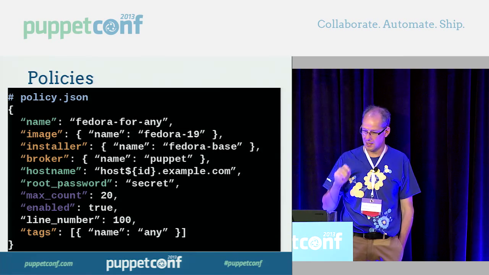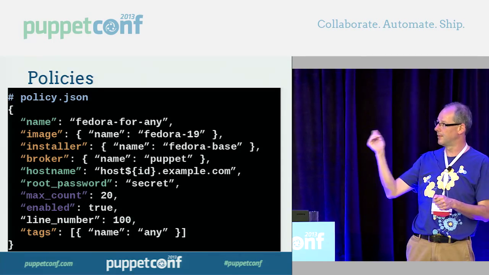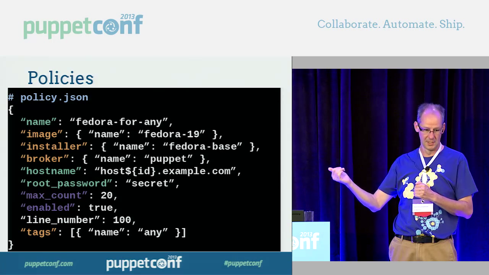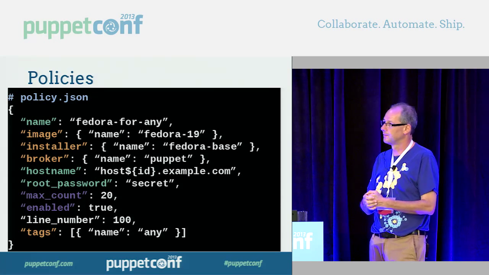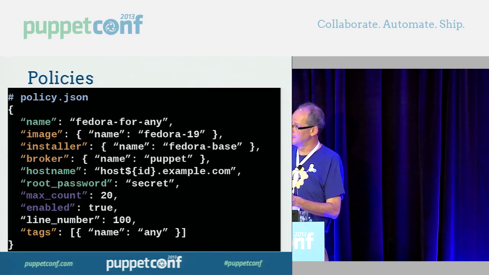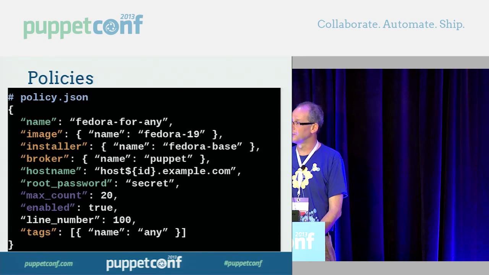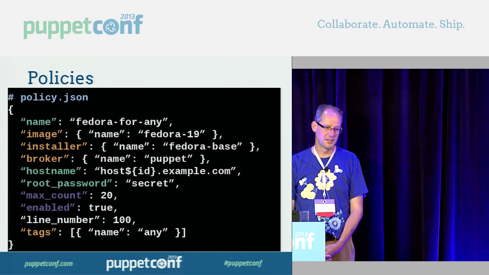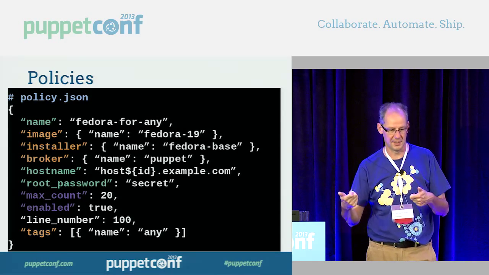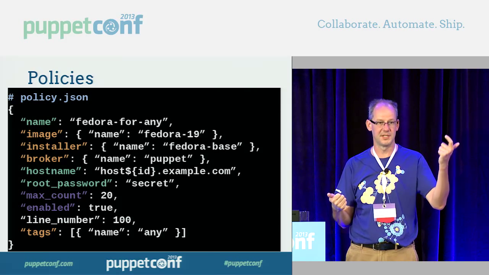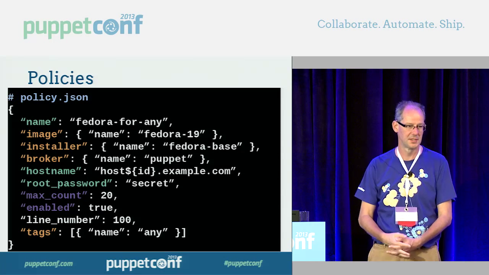Okay, so policies are the point in Razor where everything comes together. They connect up images with installers, brokers, and tags. An image is just an ISO, a repository of bits that you want to wind up on a system. The installer is the metadata about how to actually get these bits on there, and it contains things like a kickstart or pre-seed file and maybe a script that you want to run post-install on your machines.